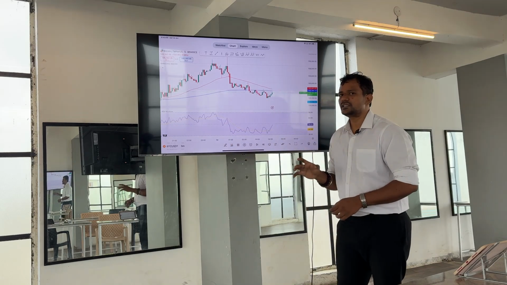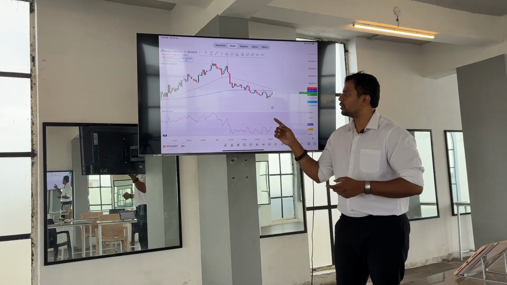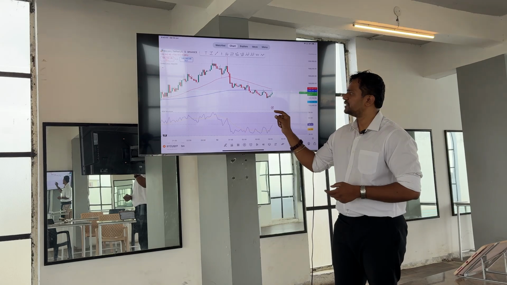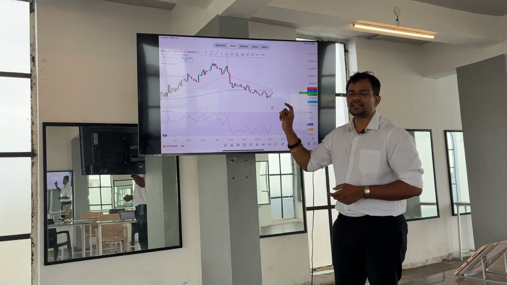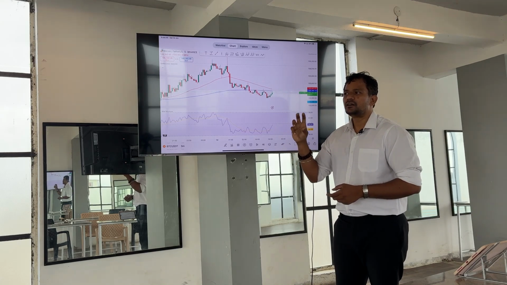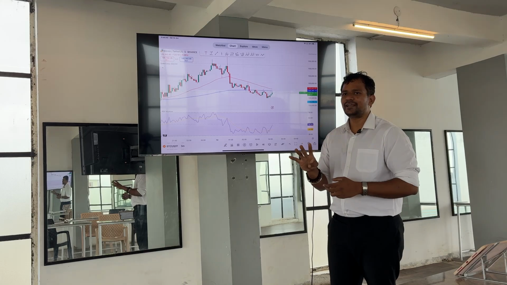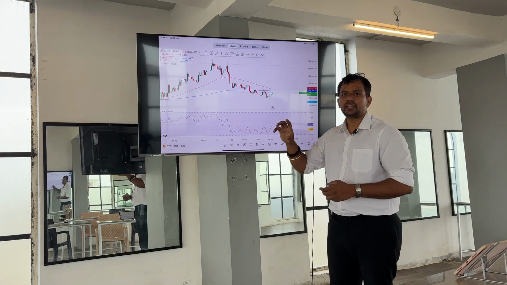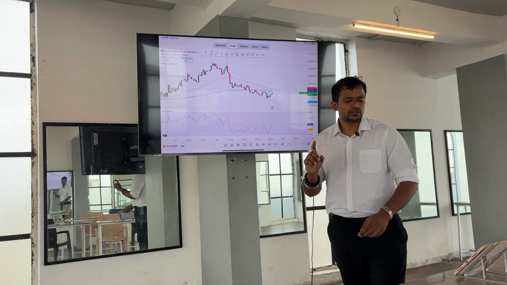What does RSI mean? Relative strength index. What does 14 mean? 14 means it is calculating 14 candles. It is taking into consideration 14 candles and making an index out of it, making a relative strength index out of it. That is what 14 means.